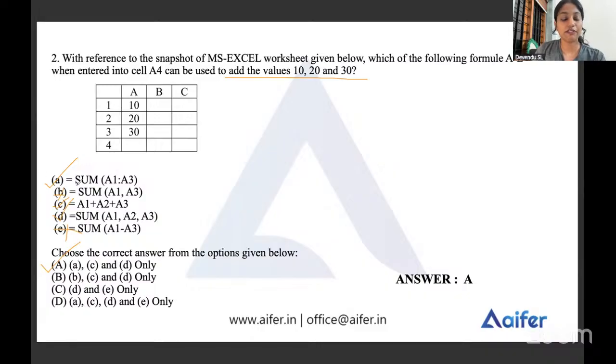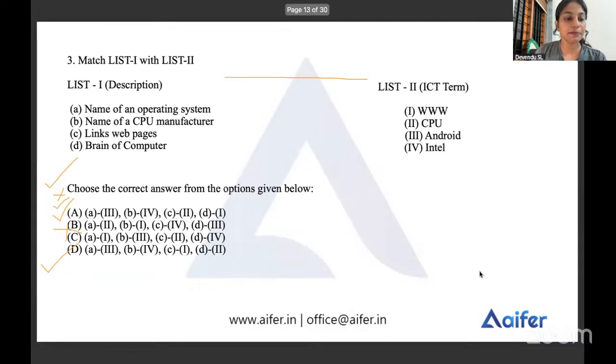So here we have to look at which command is used and what cells they have given. By knowing the commands and how symbols like hyphen, comma or colon work, we can understand how the formula can be used. That's all about Excel. So we can move to the next question.